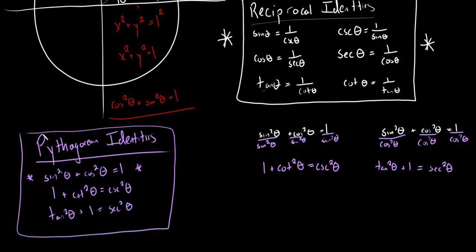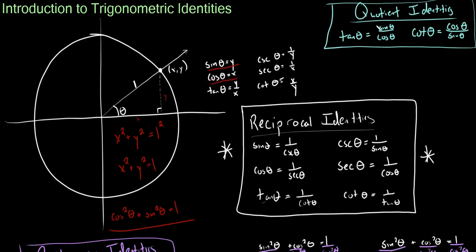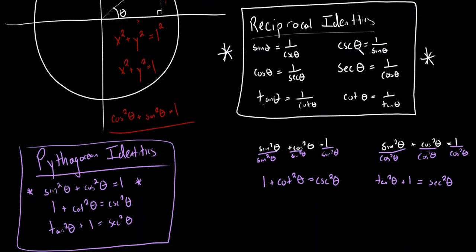Definitely make sure that you have these 3 sets down: your Pythagorean identities, your reciprocal identities, and your quotient identities. You need to memorize that. These are very, very important to all trigonometry, okay? So definitely make sure you get these down. Make sure you're practicing, because we're going to be using these in special ways.